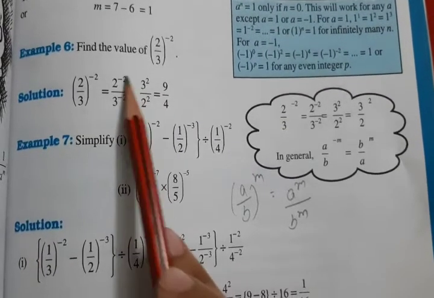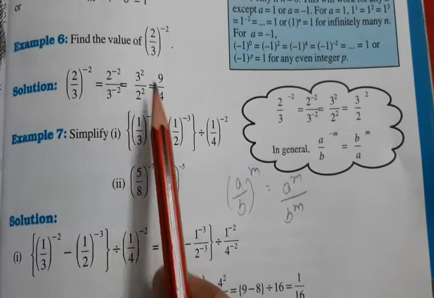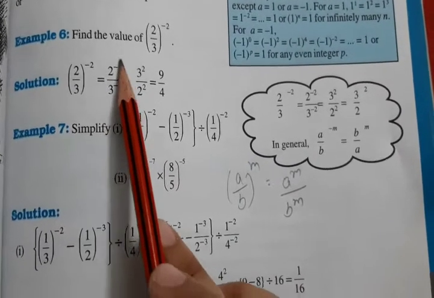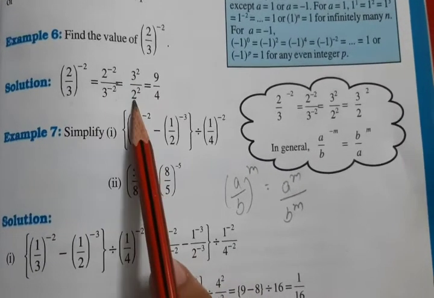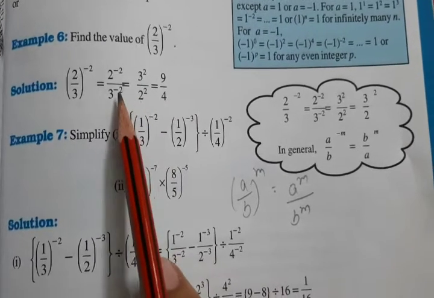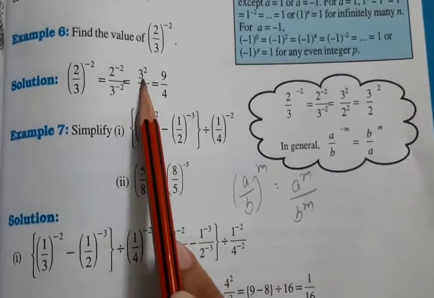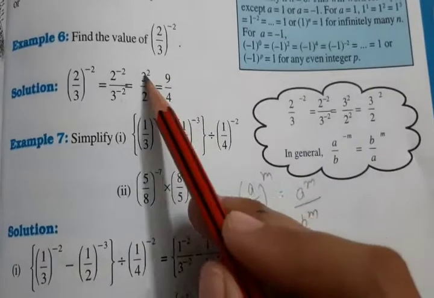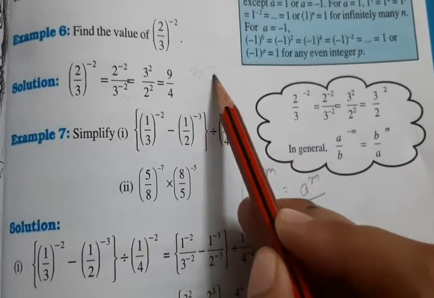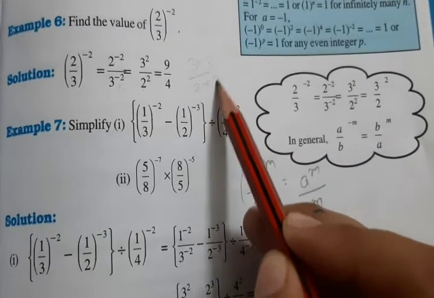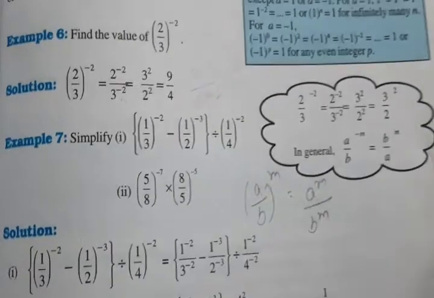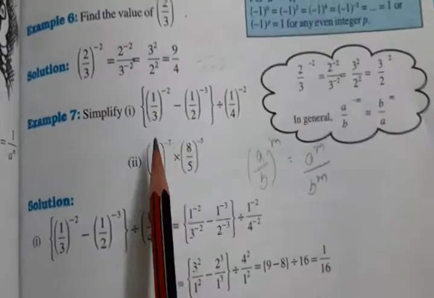Now to make this power positive, we will take the reciprocal of this term. To make this positive, it will come in the denominator, and to make this positive, it will come in the numerator. Now expand these, that means 3 will come 2 times and 2 will come 2 times, then multiply, 9 by 4 is the answer. Understand?